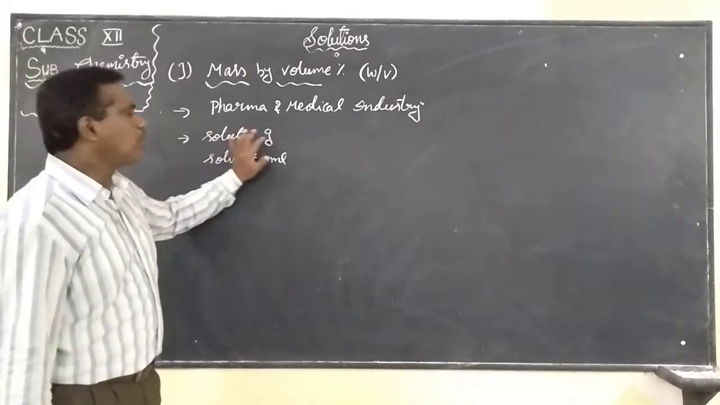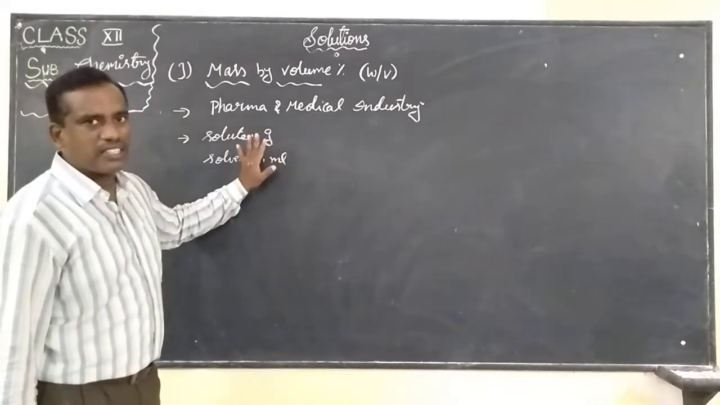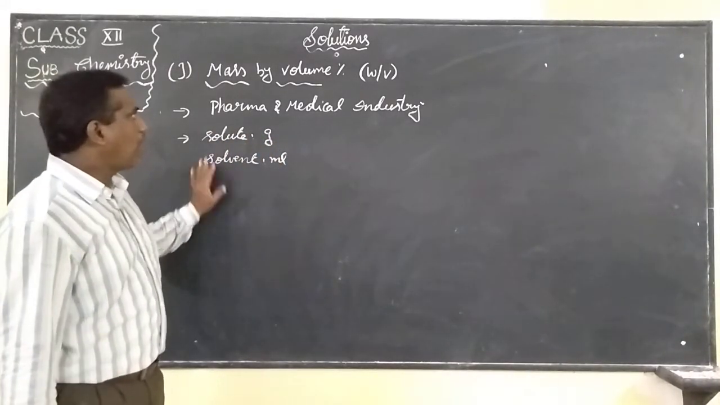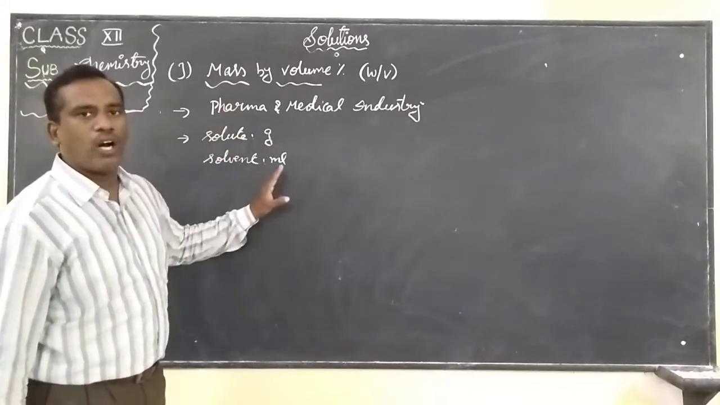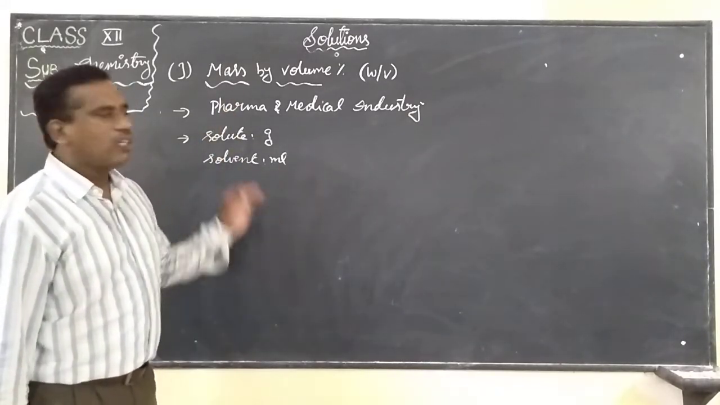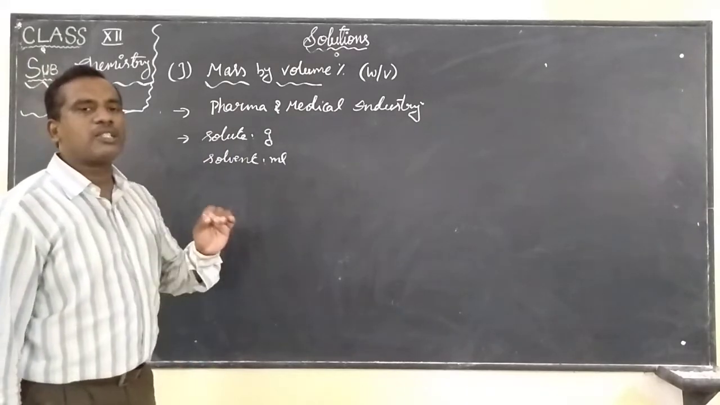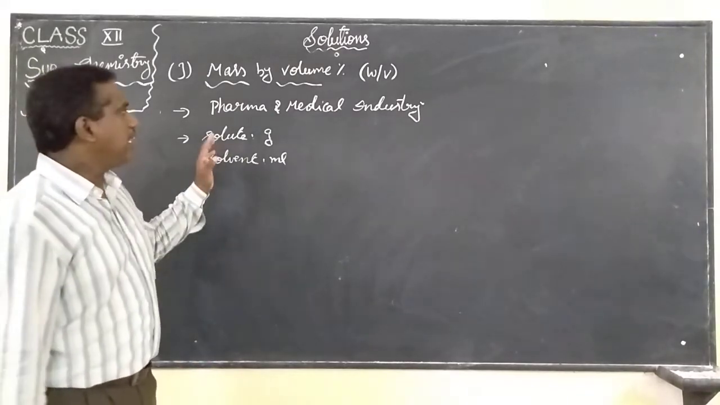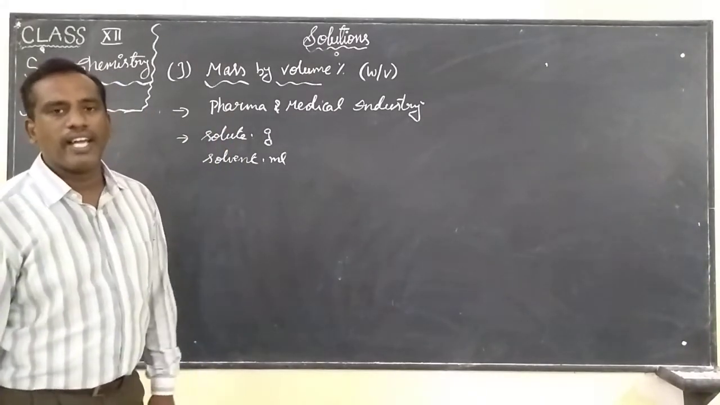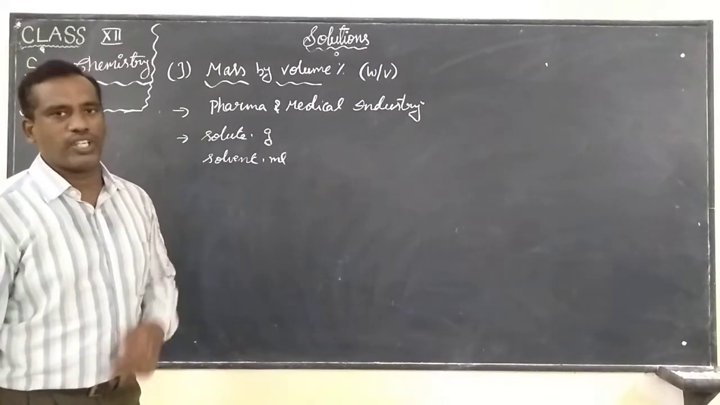Means the solute will be expressed in mass, that's grams. The solvent will be expressed in volume, that's ml. So this is very simple. Mass by volume percentage is used in the pharma and medical industry.